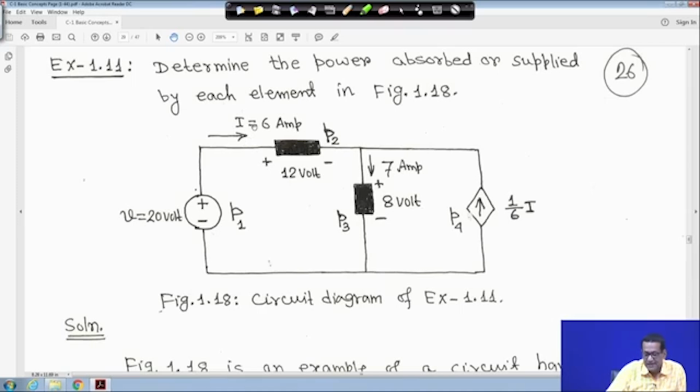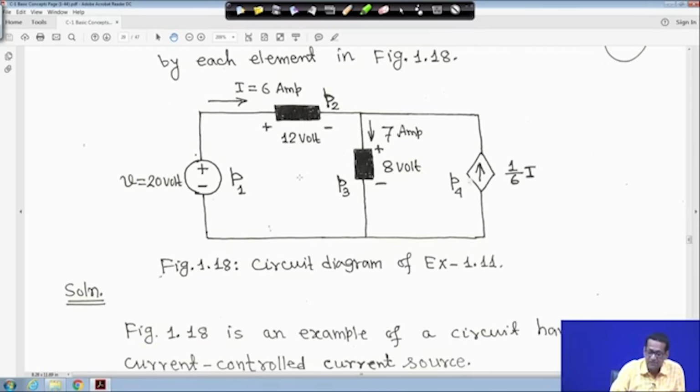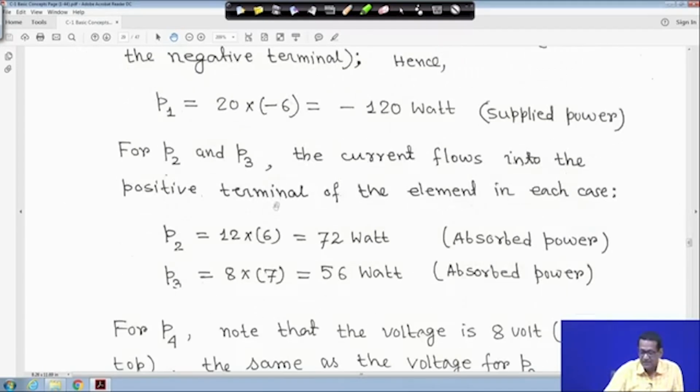Right. And this current I is equal to 6 ampere, according to this polarity, entering into this circuit element. Therefore, this element will absorb power because current is entering at the positive terminal. That means power absorbed should be 12 into 6, P2 is equal to 12 volt into I is equal to 6 ampere, so it is 72 watt. P2 is equal to 72 watt, the absorbed power.